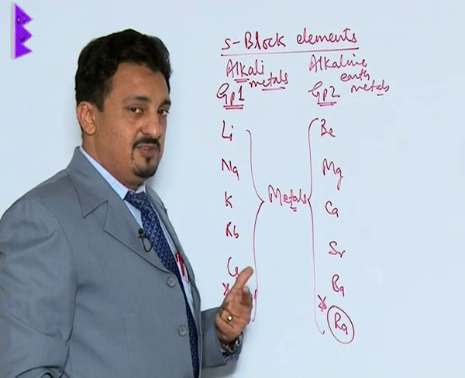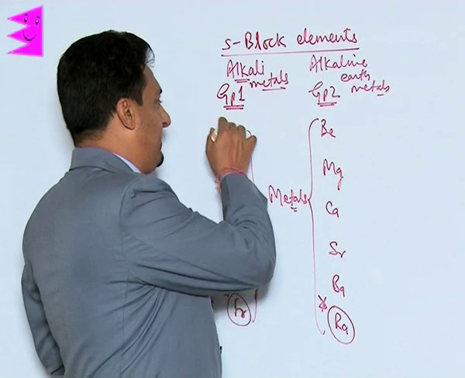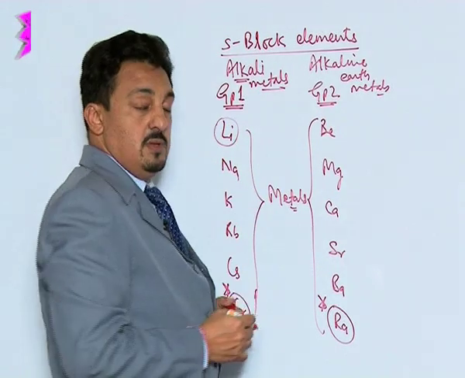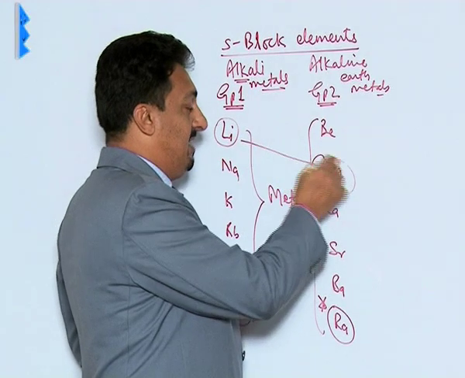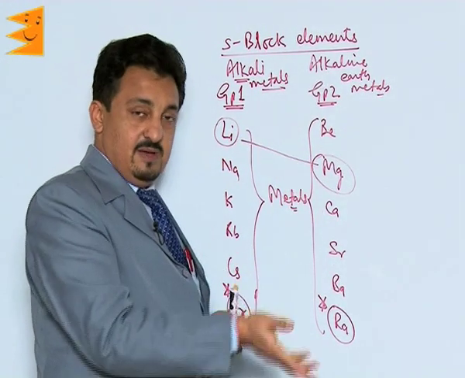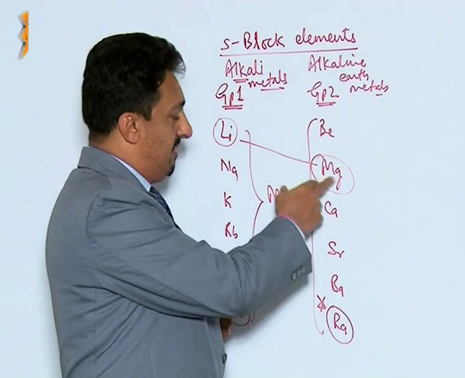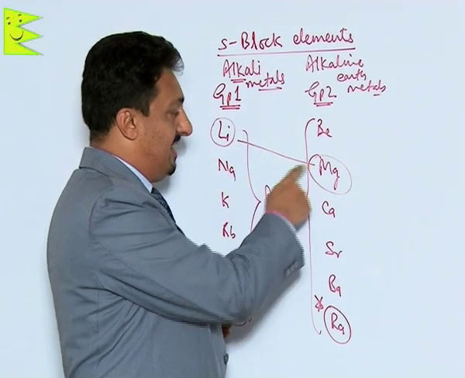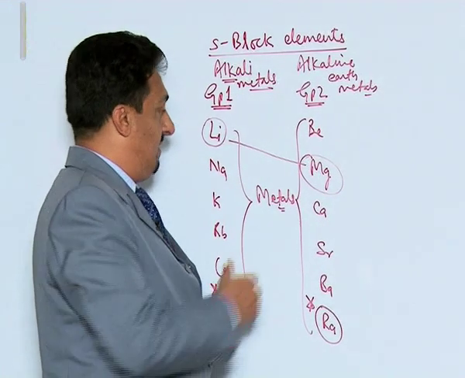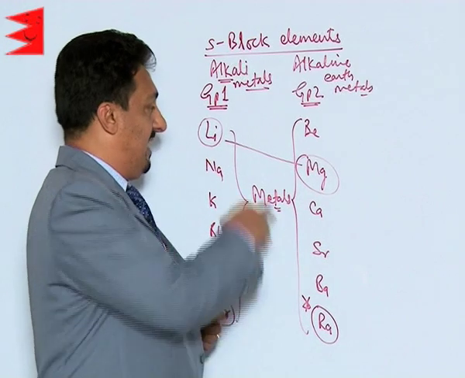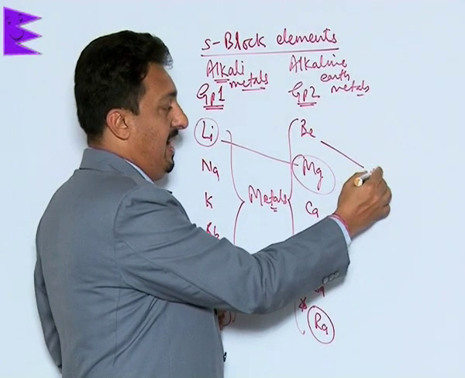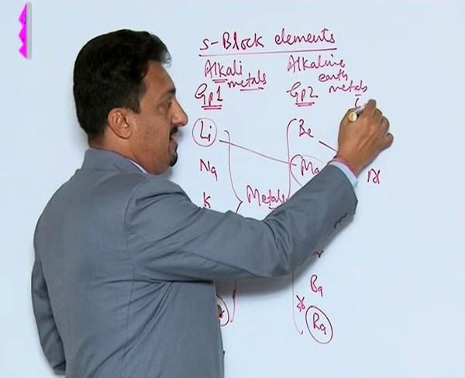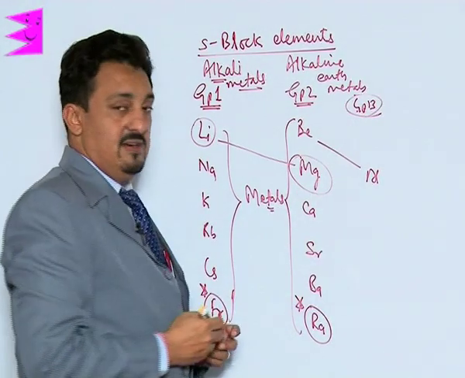What is most interesting to note is that the first element of these groups resembles the very next element of the next period diagonally, or it resembles the element lying diagonal to it. This similarity in behavior, like lithium resembling magnesium and beryllium resembling aluminium of group 13, is called diagonal relationship.